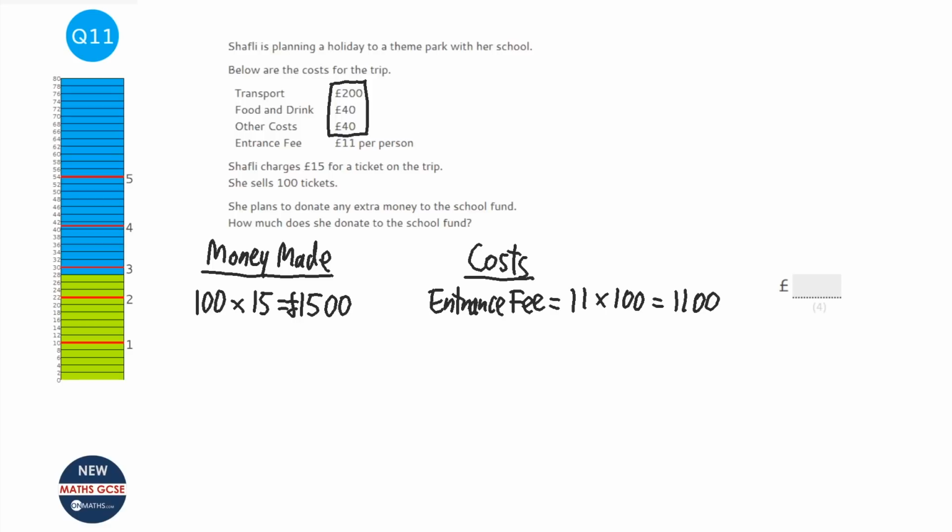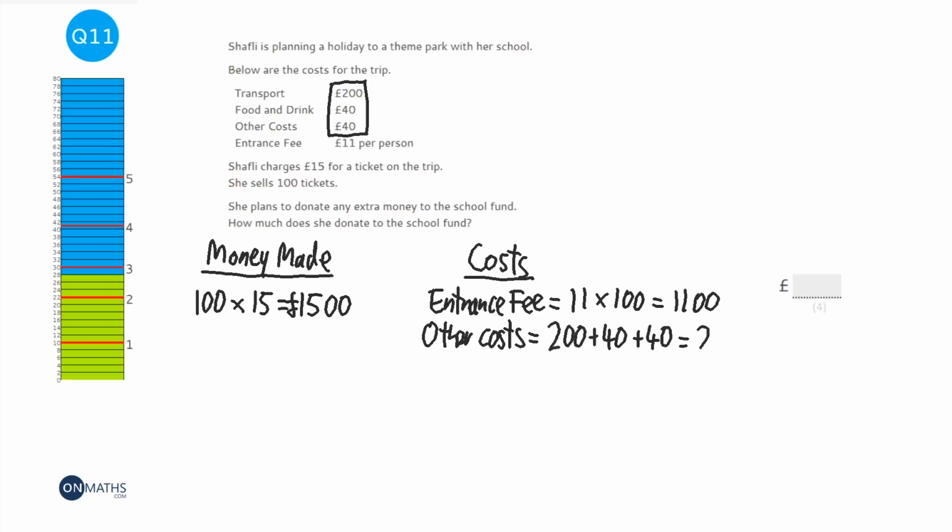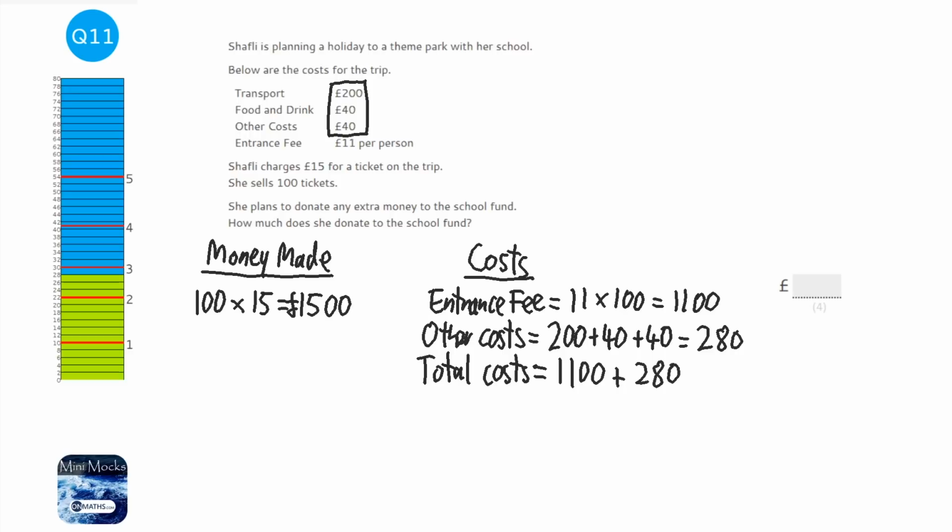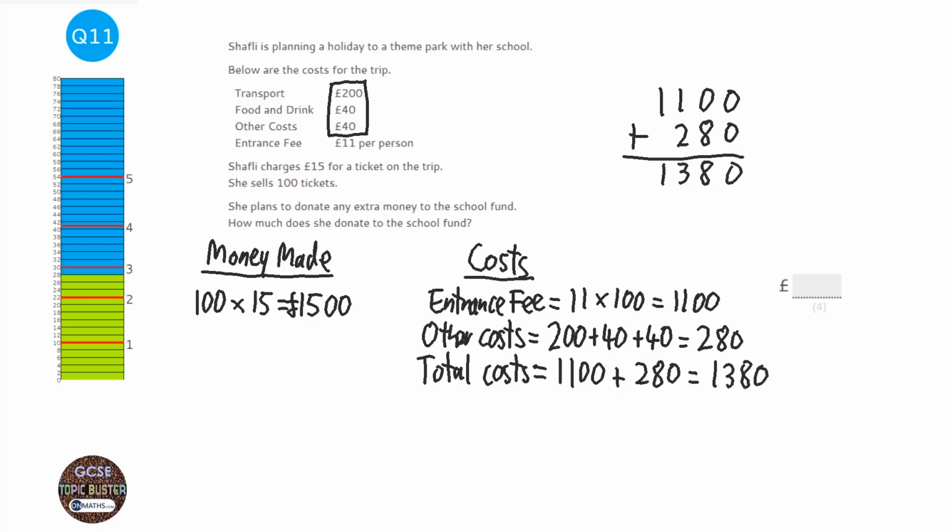Those aren't per person. So other costs are going to be 200 plus 40 plus 40, which is going to equal 280. So we're going to work out the total costs by doing 1,100 plus 280. And you can do any of these using any method you feel comfortable with. So the total costs are 1,380, and she's made £1,500.